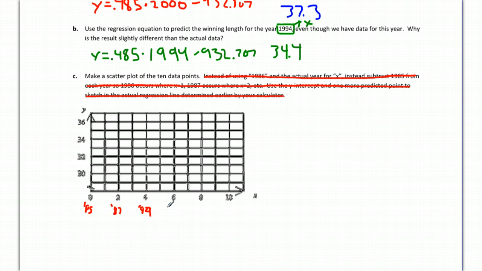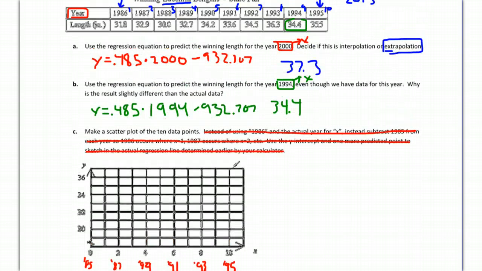So that's 89, 91, 1993, and then 1995. And going back to our data, we have 1986 is the first year, and we have 31.8, so almost 32. So we're going to make a little dot right there. 87, the next year, with 32.9. And conveniently, all of these years are in order, so I can just go down the line as I plot these. Otherwise, we'd have to be a little more careful.